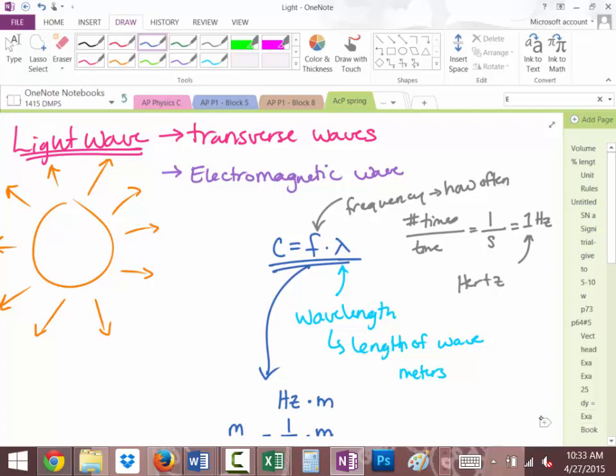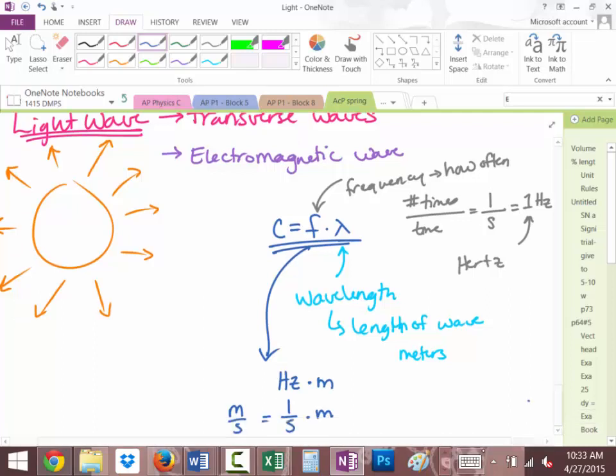So there are these electromagnetic waves, which makes it sound really fancy, right? Electromagnetic waves all move at the same speed, but depending on their wavelength, their frequency also changes.